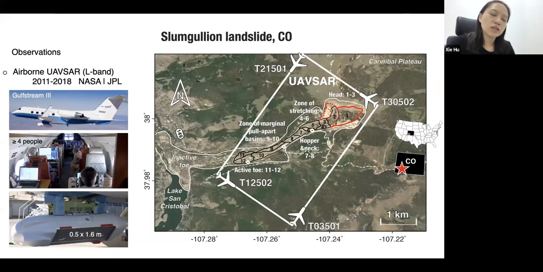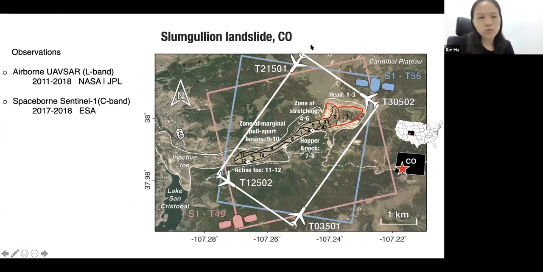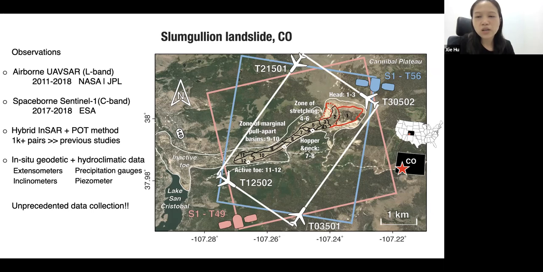So here we have obtained the L-band UAVSAR data from NASA JPL. Although we have UAV in the name, we do have pilots and technicians for each flight mission. Here we have 4 independent flight lines. We also obtained the satellite Sentinel-1 imagery collected by the European Space Agency. The red and blue boxes show the footprints of the ascending and descending tracks. We applied a hybrid InSAR and pixel tracking method and generated more than 1,000 pairs, which is two orders of magnitude larger than previous studies. We also have in situ geodetic and hydroclimate data. All of them constitute an unprecedented data collection to help us better understand the mass wasting process.